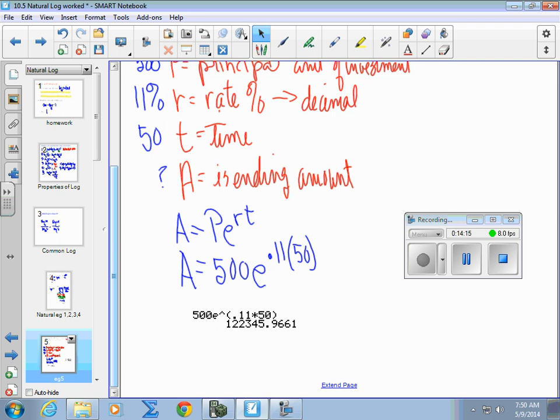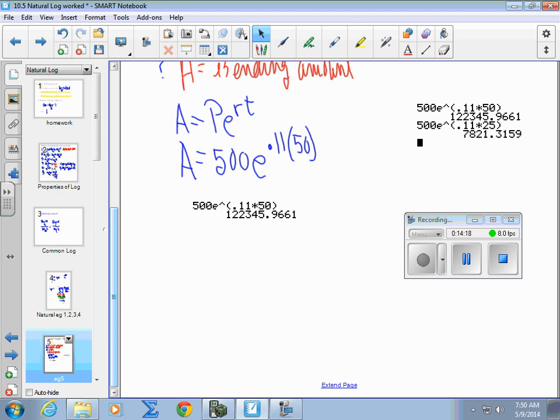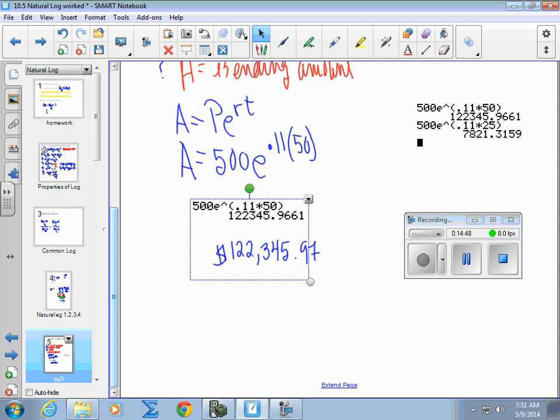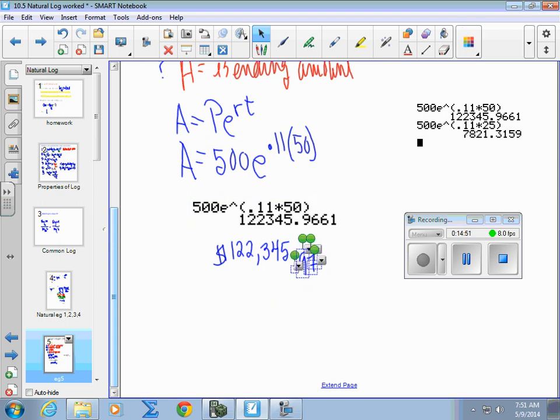Obviously, dollars and cents would have how many decimal places? 2. So after 6 years, your $500 is $123,345. That's a lot of money for a $500 investment. Okay?